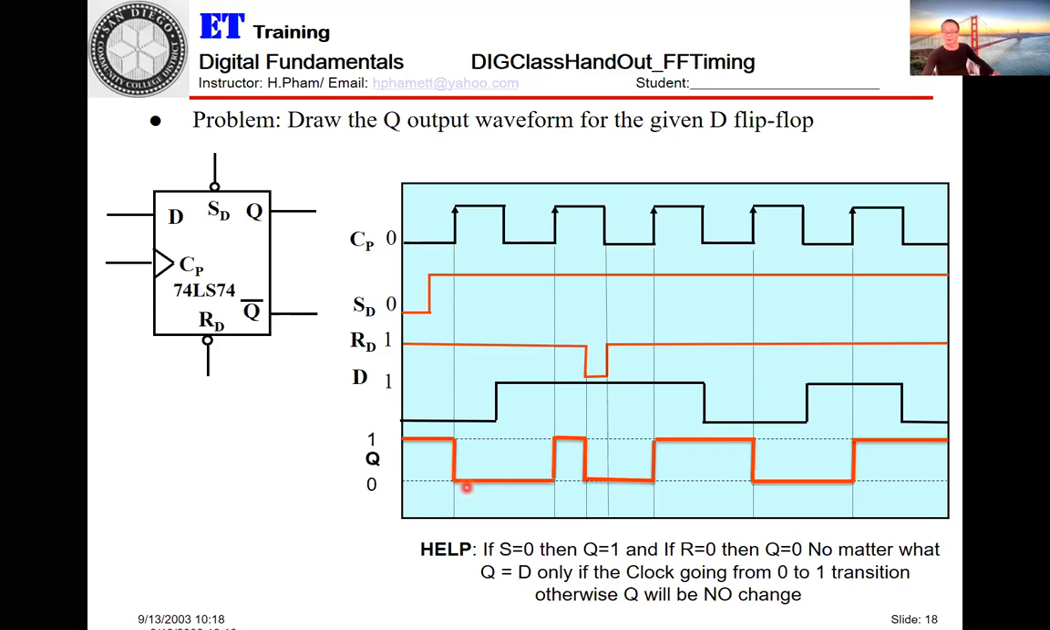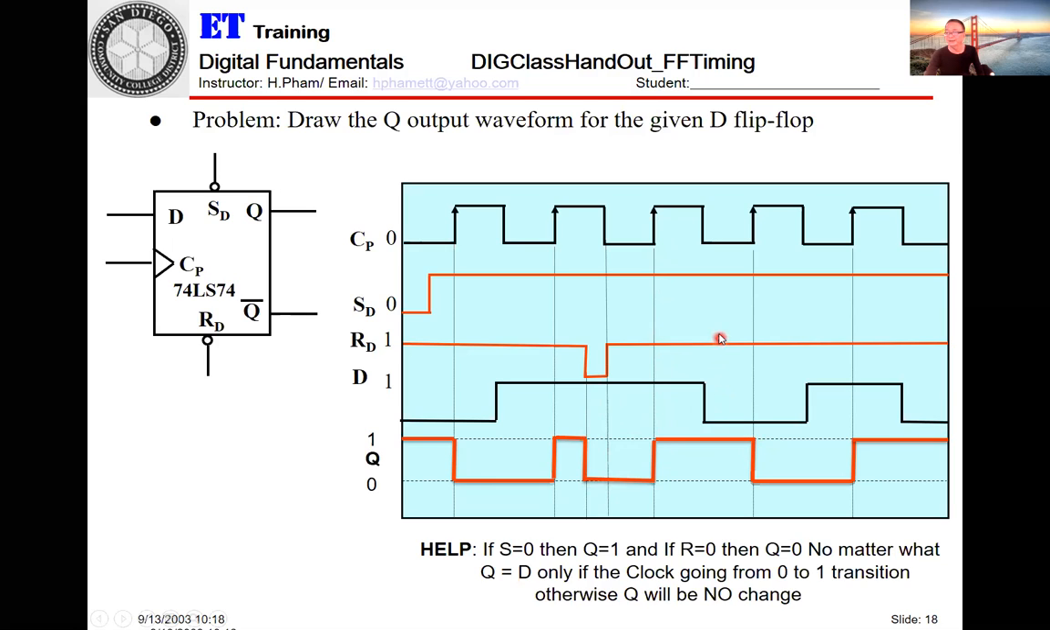Q will be 0 until the next clock here. At the next clock, you want to know D. What is D? 1. So Q is supposed to be 1 up to the next clock. However, this guy, reset, goes low, so Q must be low right away. And it's low all the way up to the next transition. Then Q equals 1, because D equals 1. Q equals 1 up to the next.